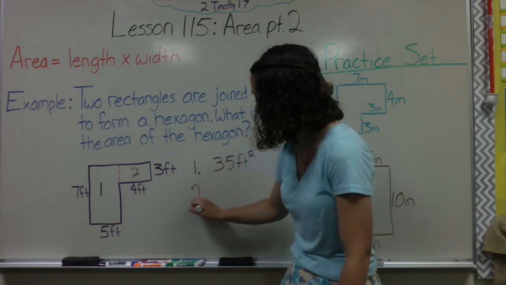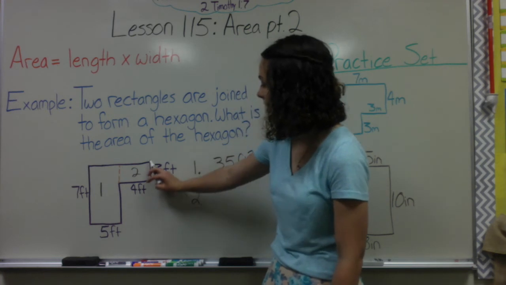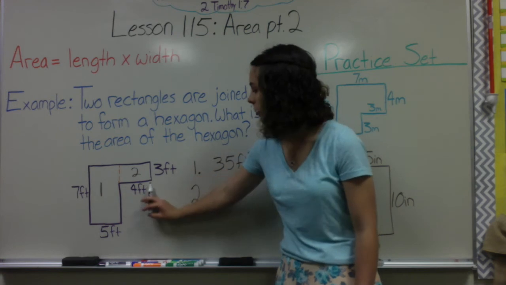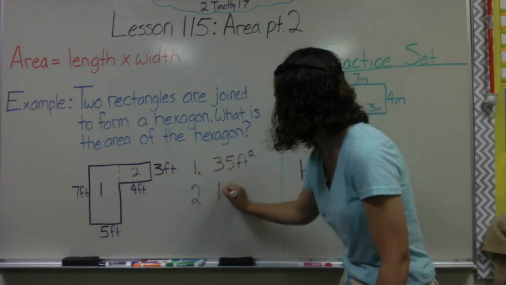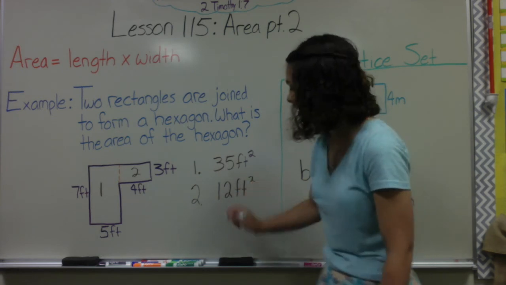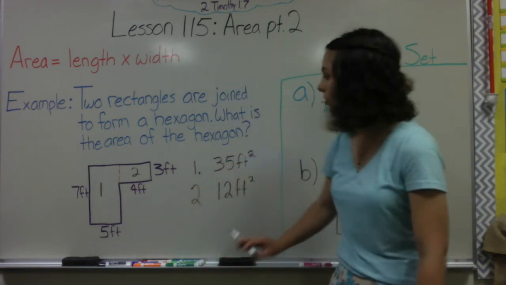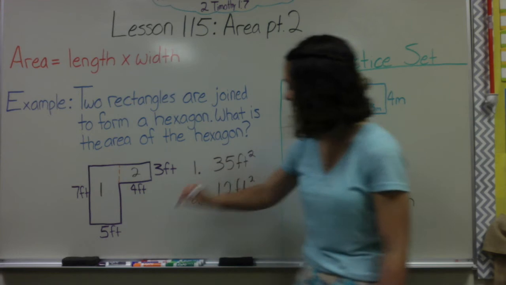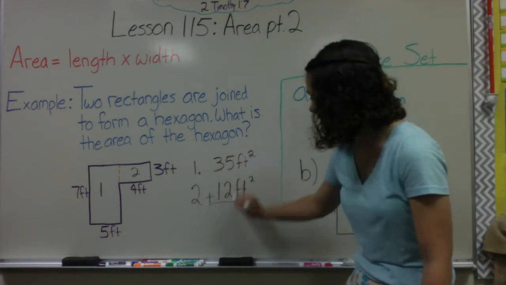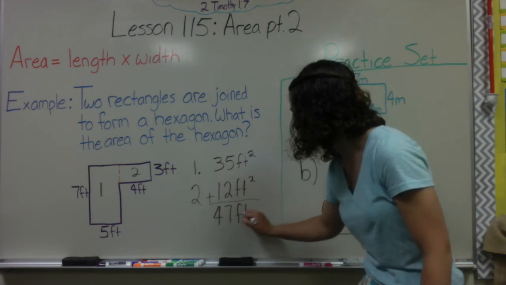For rectangle 2, I look at it this way, and I have 4 feet going across here and 3 feet going up here. My width is 3 feet, my length is 4 feet. So 4 times 3 is 12. So it's 12 feet squared. And then I'm just going to simply add the 2 together to find the area of the entire shape. So to find the area of the entire hexagon, I have the 2 rectangles added together, 35 and 12. I have 47 feet squared.